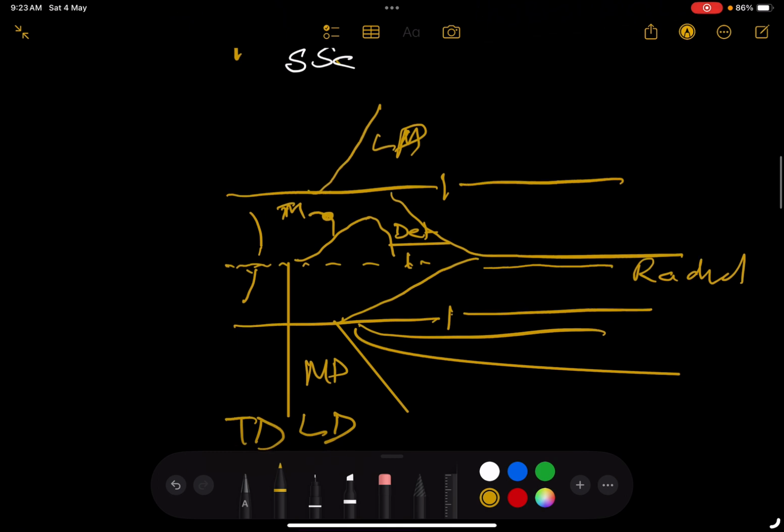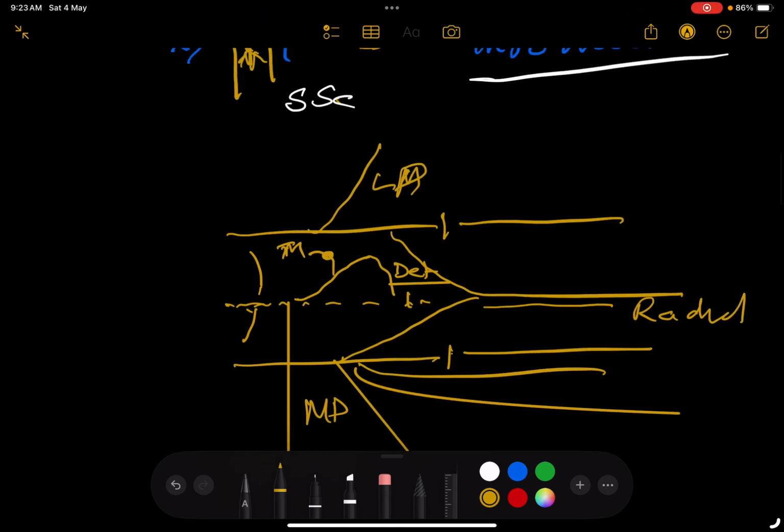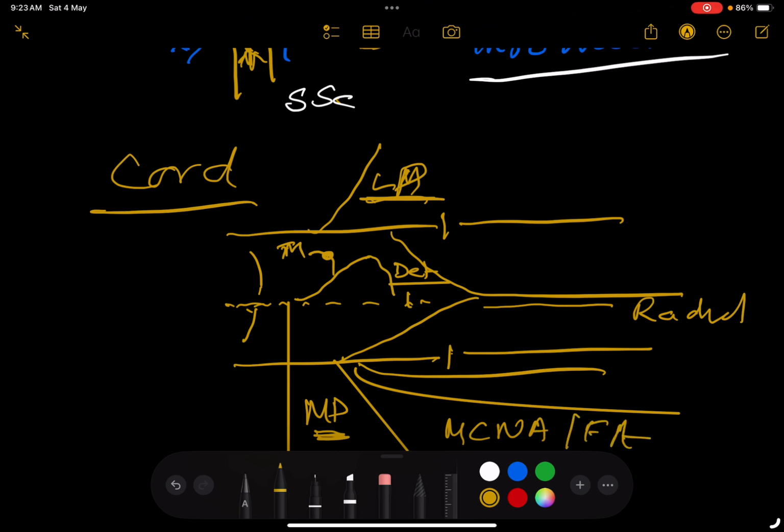Then the branches from the cord, so lateral and medial cord: lateral pectoral from the lateral cord, medial pectoral from the medial cord, and medial cutaneous nerve of arm and forearm from the medial cord itself.